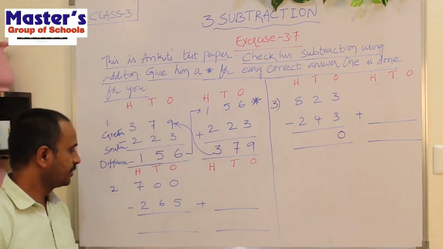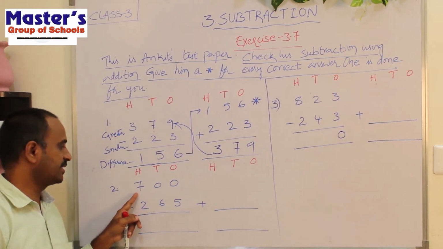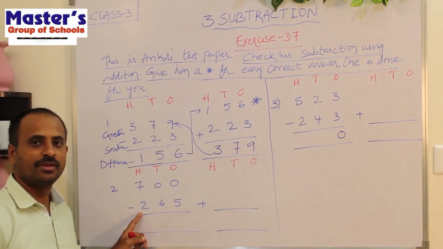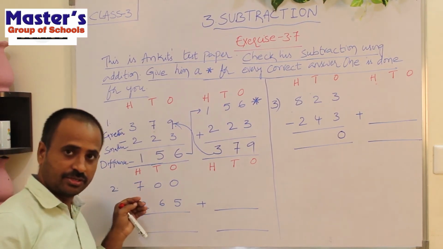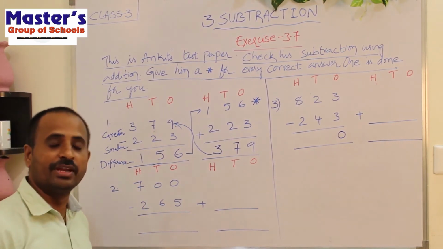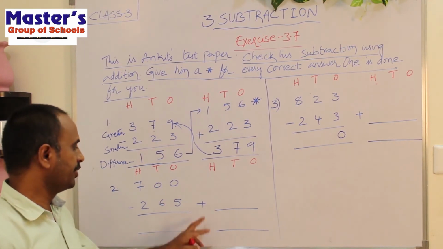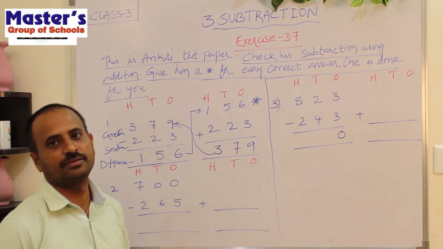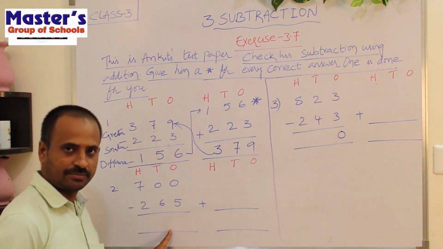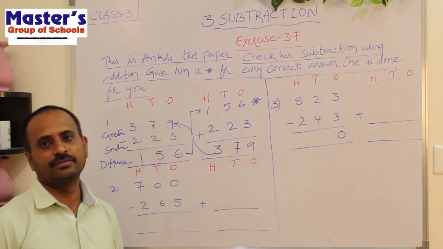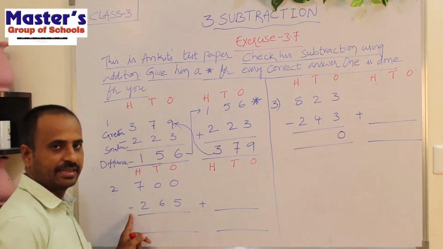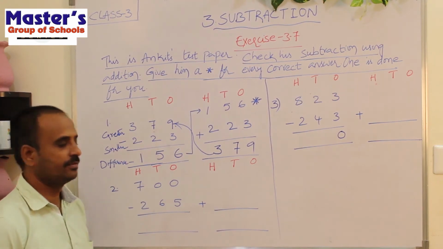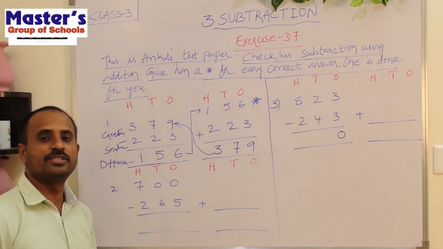See the next problem. The next problem has two numbers, 700 is the first number and the second number is 265. Now we have to subtract these two numbers and we can verify our subtraction by using addition. Symbol plus means addition. So first do the subtraction, next do the verification. Subtraction means minus, verification is addition. So first do subtraction. So what are the digits present in ones place here?